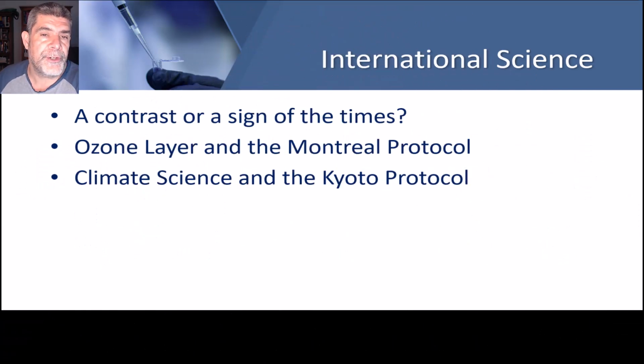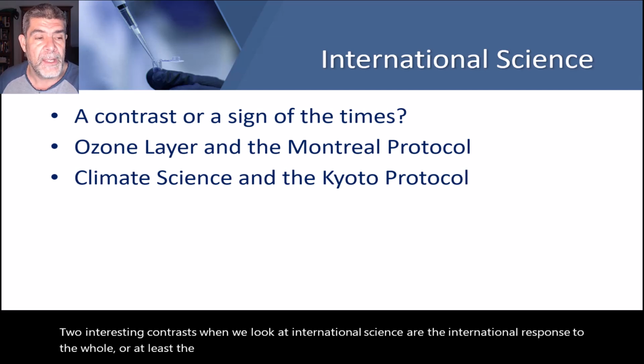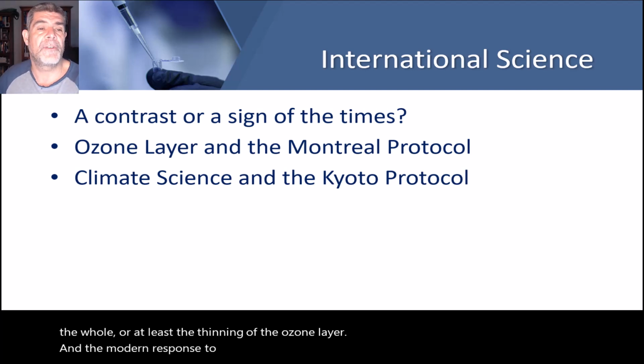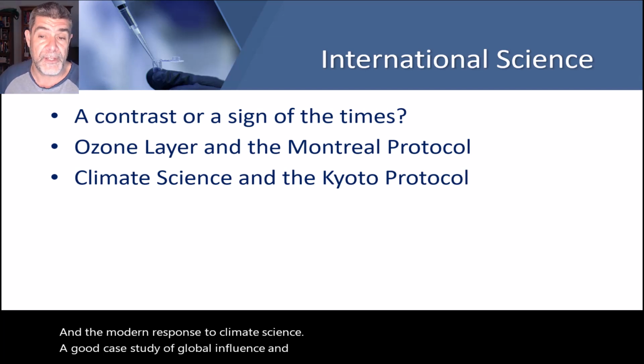2 interesting contrasts when we look at international science are the international response to the hole, or at least the thinning, of the ozone layer, and the modern response to climate science. A good case study of global influence on scientific thinking and scientific thinking on global response can be found in a study of the hole in the ozone layer.